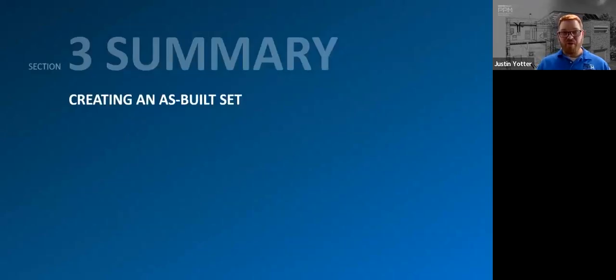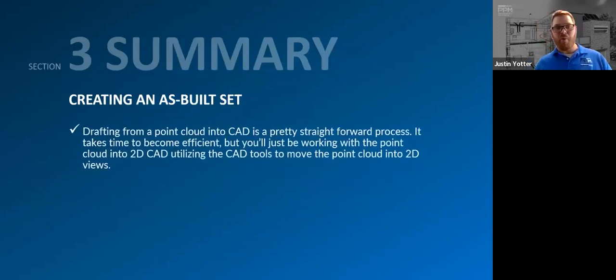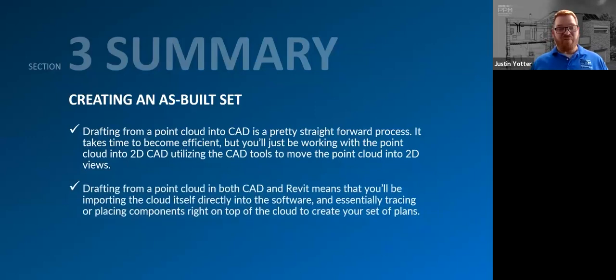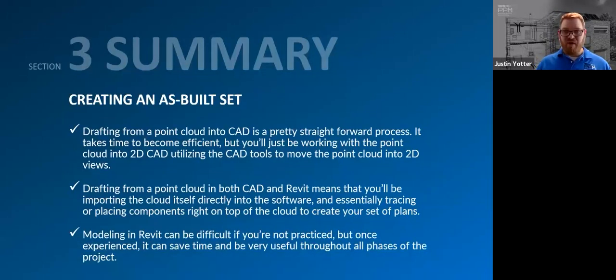So to sum up the final portion of this presentation and the presentation altogether, drafting from a point cloud into CAD is a pretty straightforward process. It takes time to become efficient, but you'll just be working with the point cloud into 2D CAD, utilizing the CAD tools to move the point cloud into 2D views. Drafting from a point cloud in both CAD and Revit means that you'll be importing the cloud itself directly into the software and essentially tracing or placing components right on top of the cloud to create your set of plans. Modeling in Revit can be difficult if you're not practiced, but once experienced, it can save time and be very useful throughout all phases of the project.